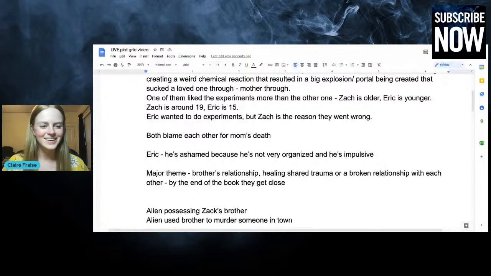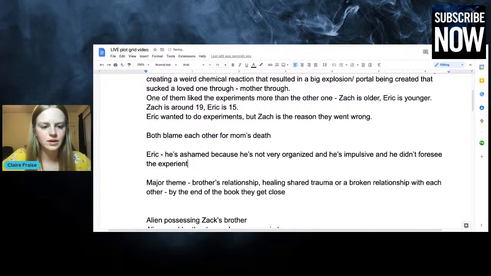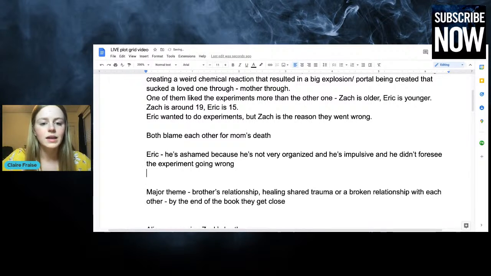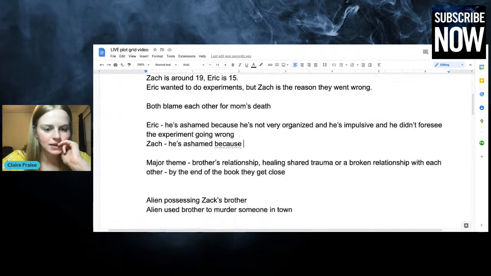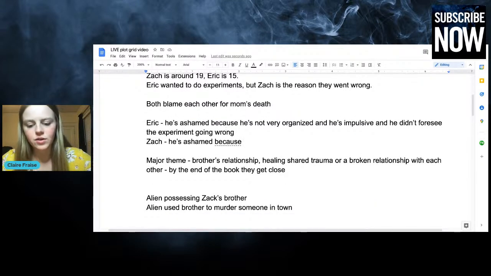A little intrigue. But okay, so Eric is ashamed because he's not very organized and he's impulsive, and he didn't foresee the experiment going wrong. And Zach, he is ashamed because he did something and he messed up. What could Zach have done to have caused it? I mean, we don't have to get into the specifics. But maybe Zach had some kind of oversight.